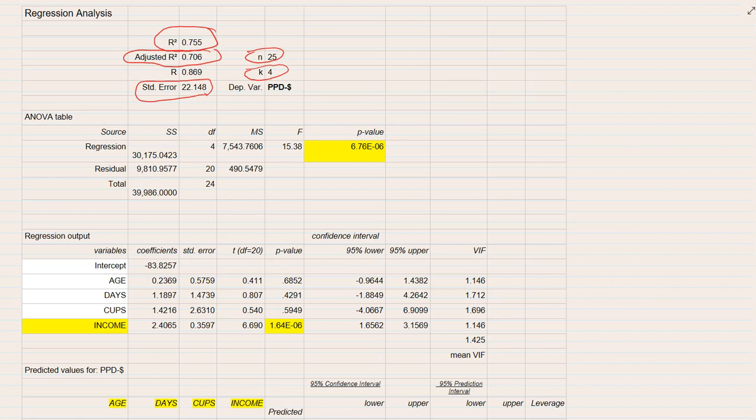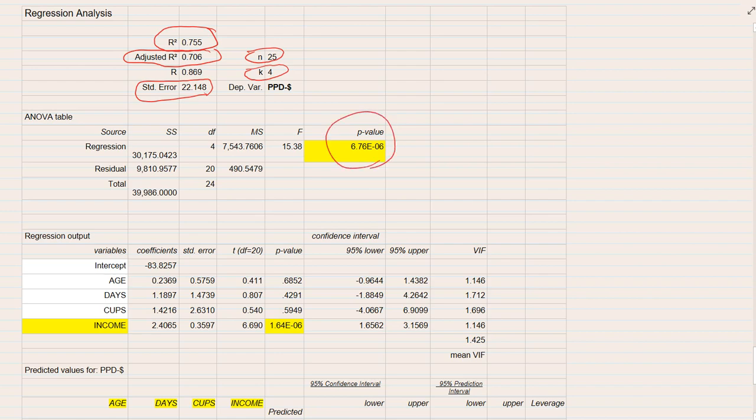The ANOVA table, our p-value, remember in Minitab it gave us 0 like that, right? So it's 6.7 times 10 to the negative 6 power. That means 1, 2, 3, 4, 5, and then 6, 7, 6. That's how small the p-value is. Rounded to the nearest 10 thousandths it is 0. So very small p-value. So we definitely have a good predictive model.